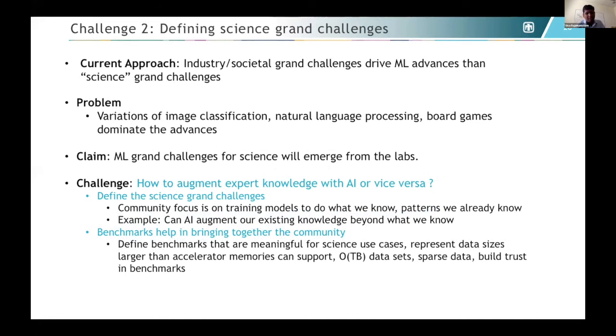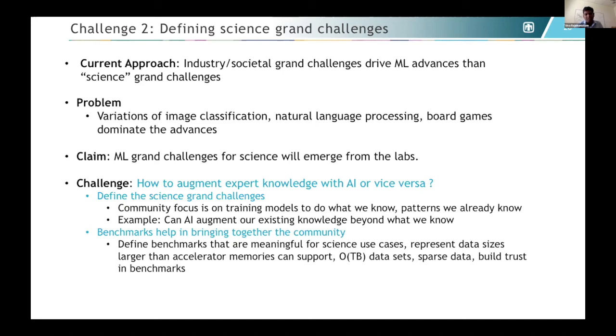The second challenge that I would like to highlight is the science grand challenge itself. I'm going to say that most of the challenges here are motivated by societal grand challenges or industry driven, for image classification or natural language processing or board games. And this is an easy claim, the grand challenges that we are interested in are going to come out of the labs. We have to define these grand challenges, and the focus of the community has to be on grand challenges in such a way that it is not to learn what we already know in simulation and try to fit to the simulation. It is to augment our knowledge beyond what we know from our traditional simulation aspects.